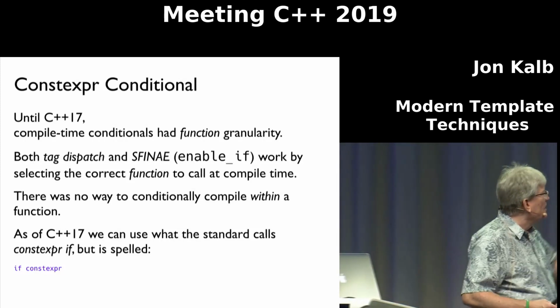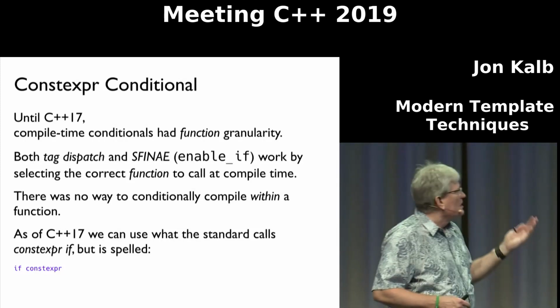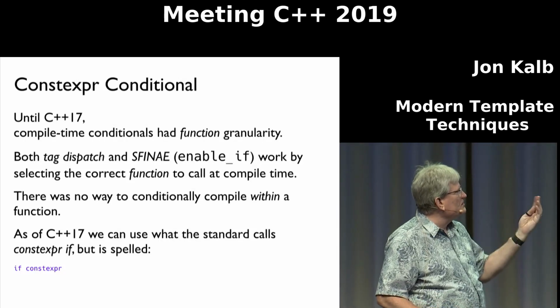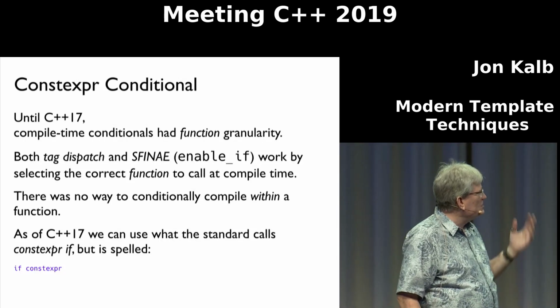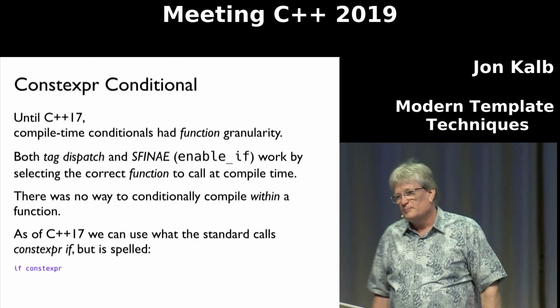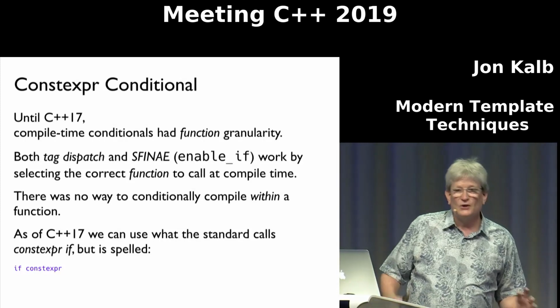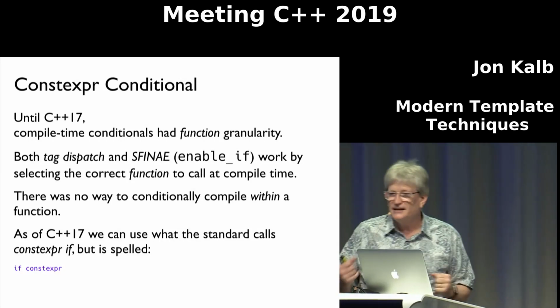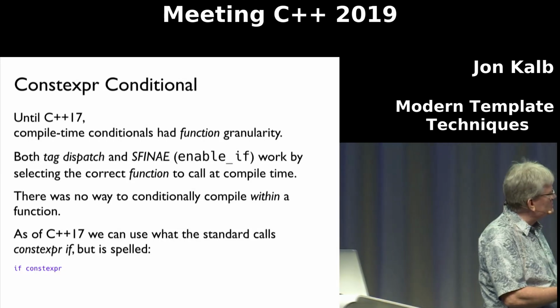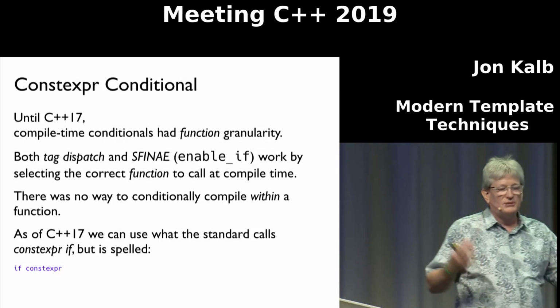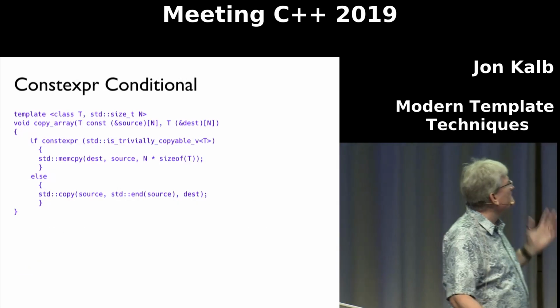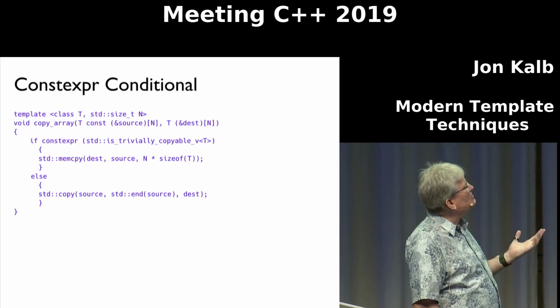But in C++17, there's a new feature. The standard calls it constexpr if, but it is spelled if constexpr, because the standard thinks that C++ is not complicated enough, so we've got to come up with weird names for things, right? So we have something that very obviously should be called if constexpr, but the standard calls it constexpr if.